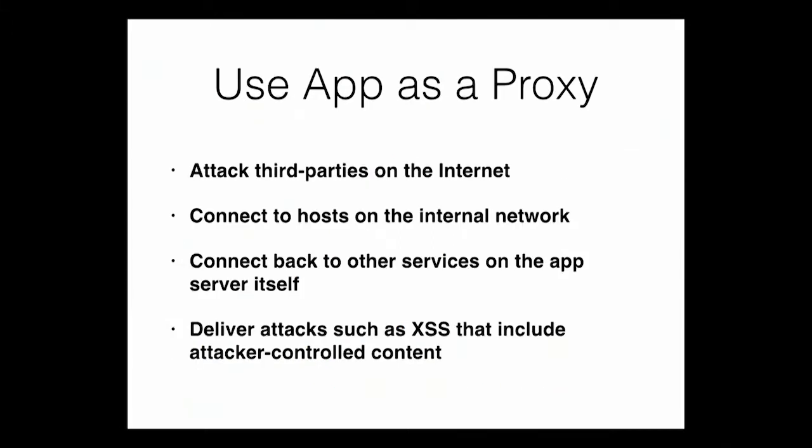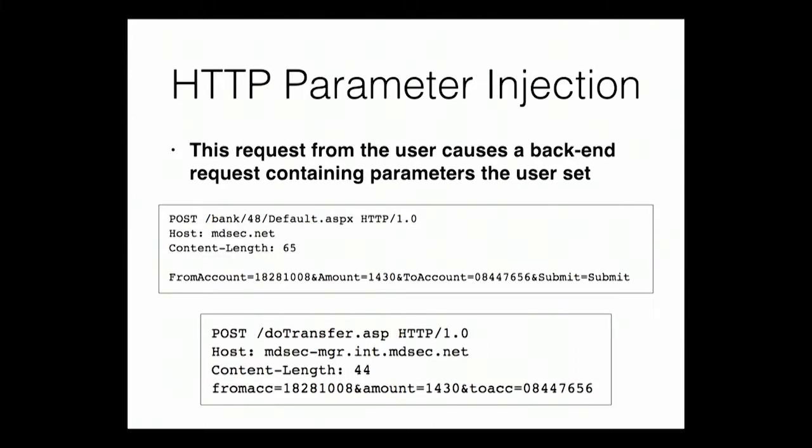So again, your app can be used as a proxy to connect on the internal network, or to connect back to 127.0.0.1 to the other listening ports on the same machine. And this gives you a door through which you may be able to inject other attacks.